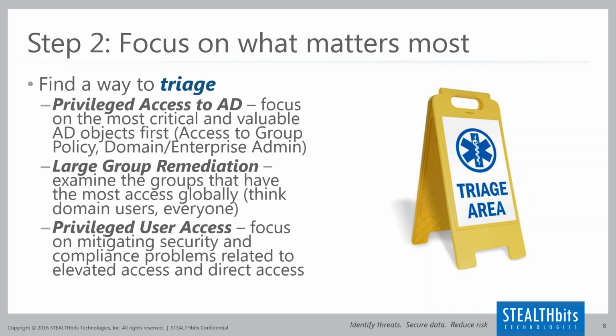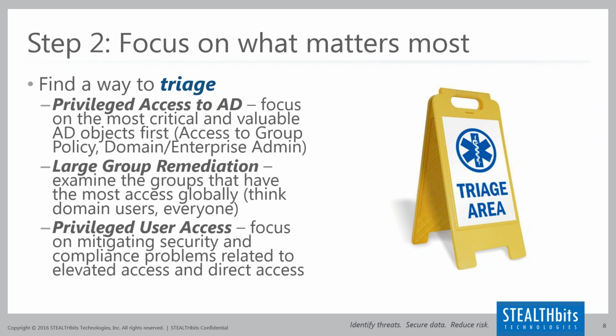And once you've surveyed and analyzed your environment, it's time to start thinking about triage. You have visibility now into risky areas like privileged access to Active Directory. Focus on the most critical and valuable AD objects first. Things like accounts or groups that have access to group policy, ones that are in domain or enterprise admins, anything that's giving you that privileged access to the directory.